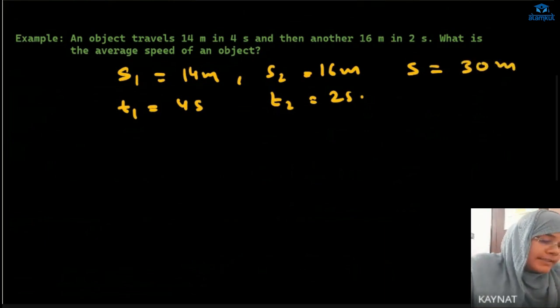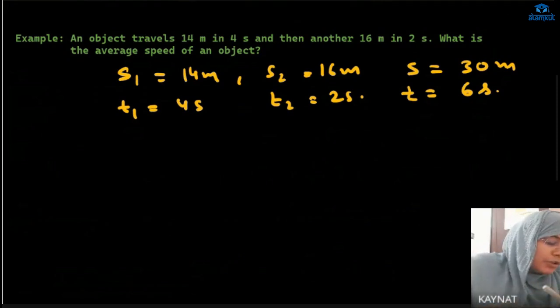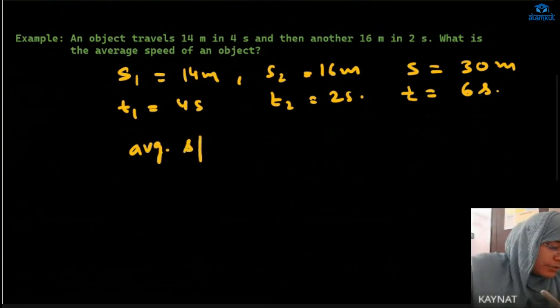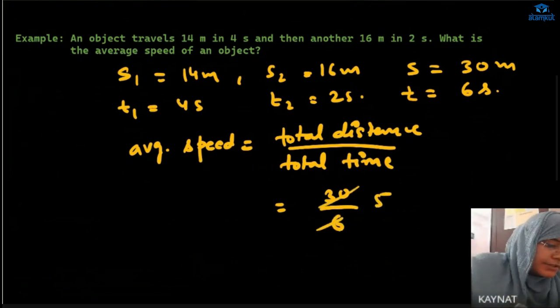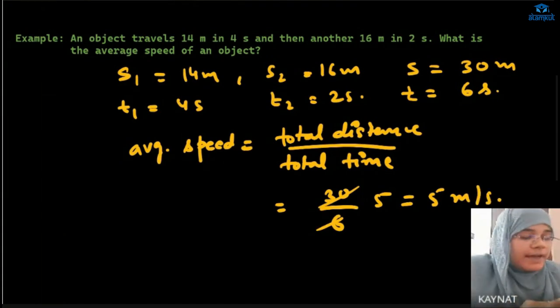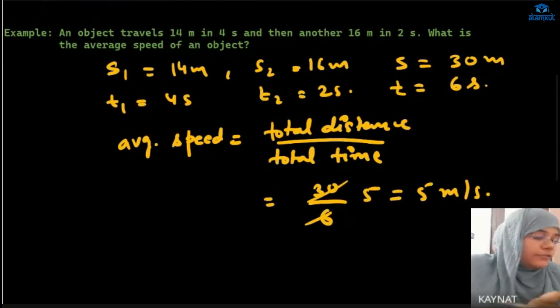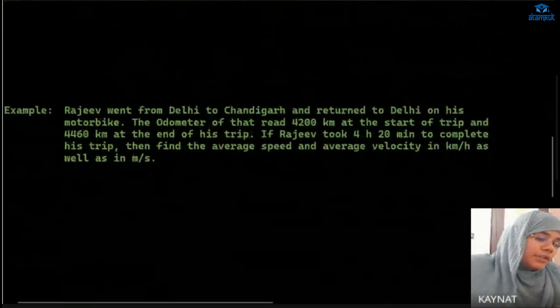And the total time would be t1 plus t2, means 6 seconds. So what is the average speed of the object? Don't forget to write the formula every time you do questions. Average speed is total distance upon total time. Total distance is 30 and total time is 6. If we cancel it out, it would come out to be 5 meter per second. This would be the average speed of the object.